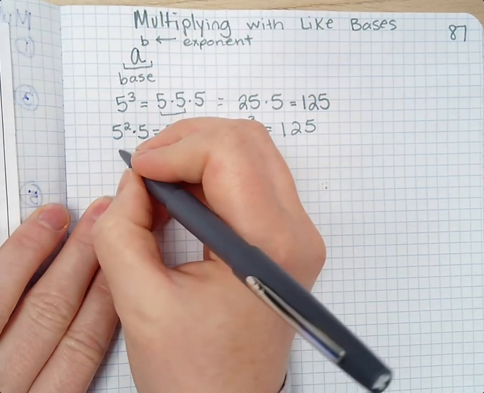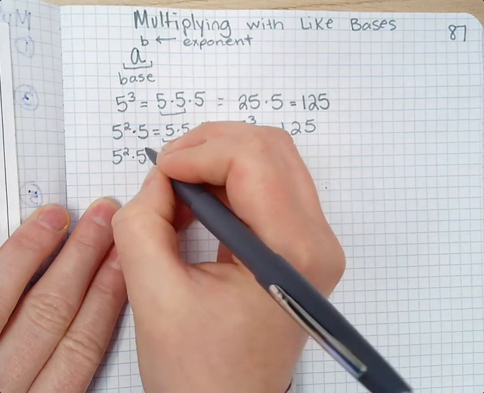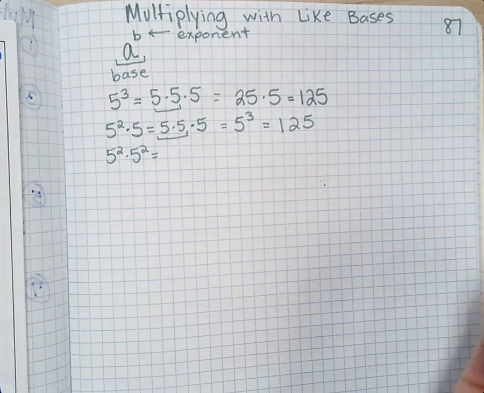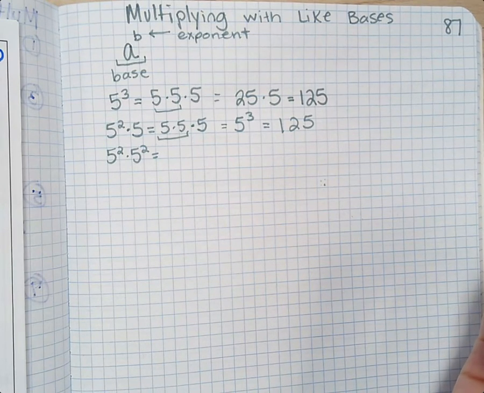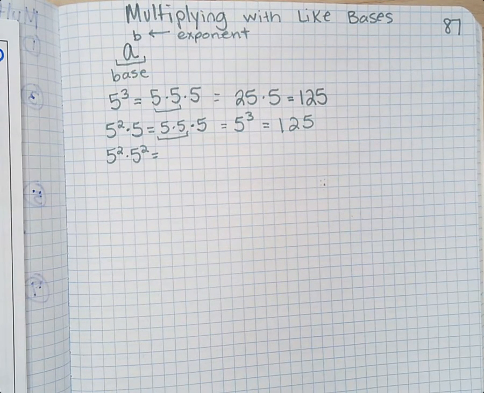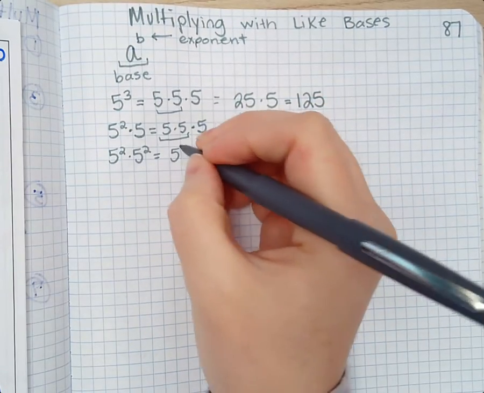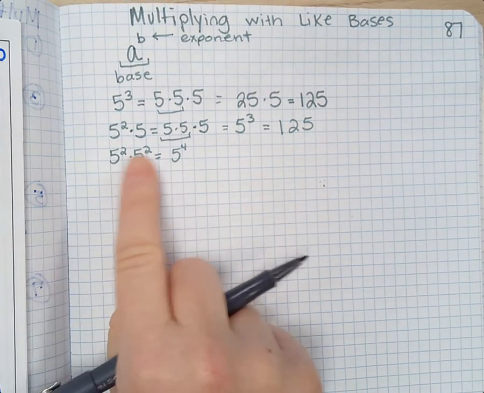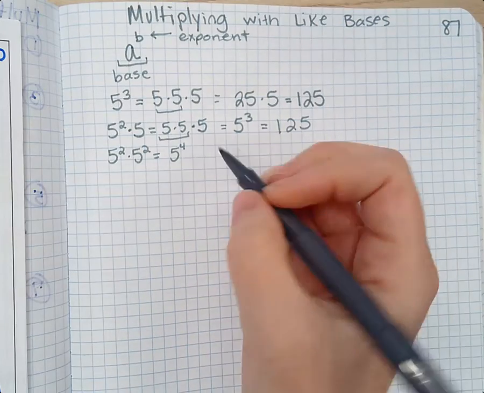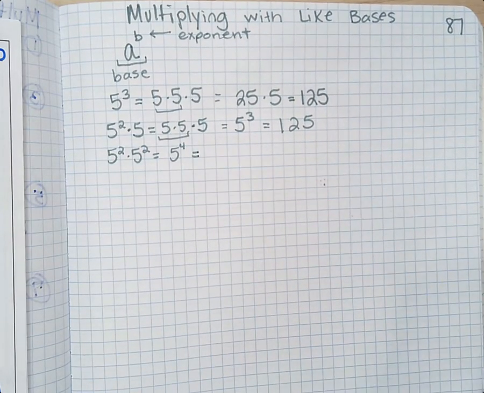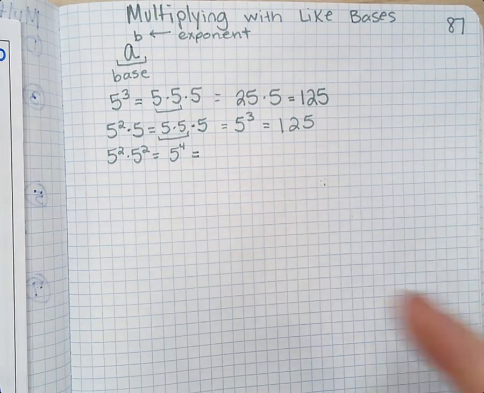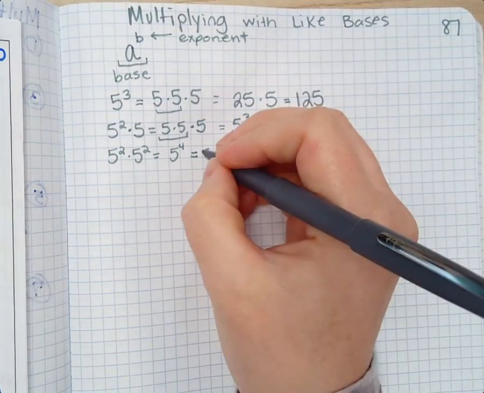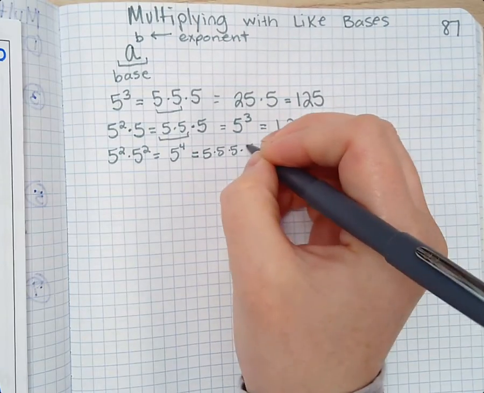Okay, let's do 5 squared times 5 squared. How would we think about 5 squared times 5 squared? Oh, 5 to the fourth? Okay. Why do you say that? You just added those exponents, 2 plus 2. Okay. And so then how do we find 5 to the fourth? No, we're not going to put it in the calculator. We're going to think about it. So 5 times 5 times 5 times 5.